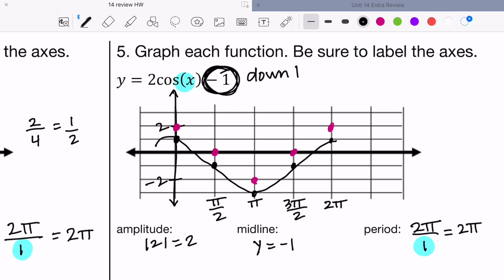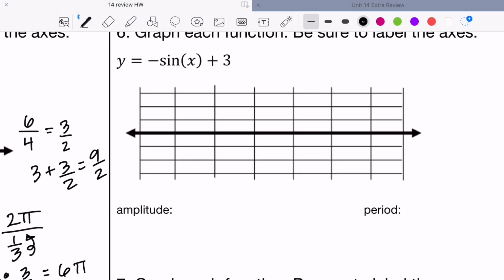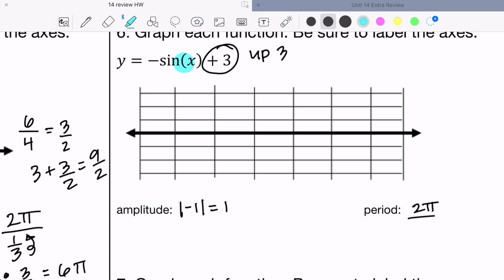Okay. Number 6, oh, we have a reflection here. That means it's going to go down first. I also see I have a vertical shift of up 3. Amplitude is the absolute value of -1, so it's just 1. And the period is 2 pi divided by the number b for x. And again, that is going to be 1 this time. It's invisible, but it's still there.